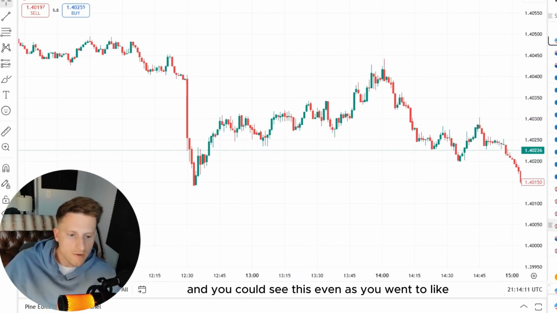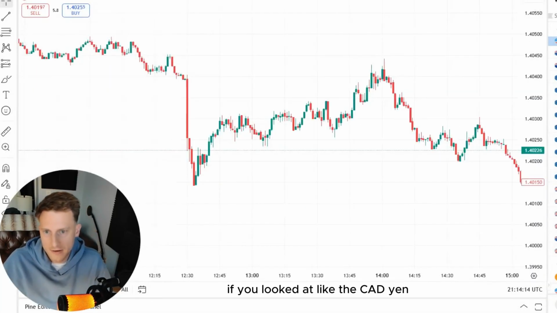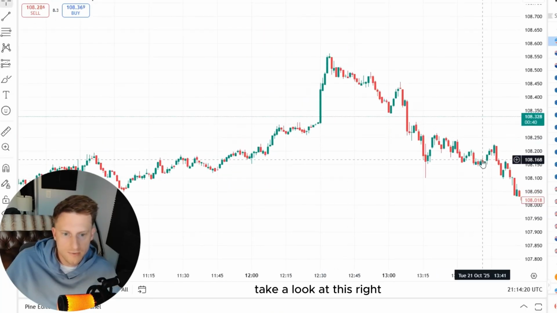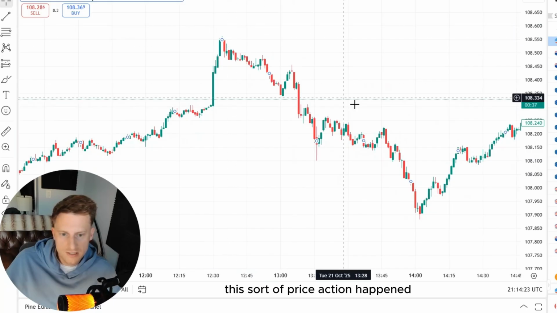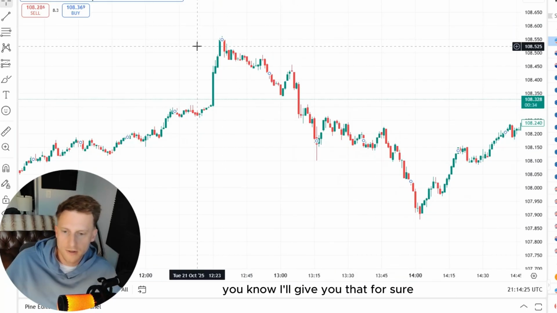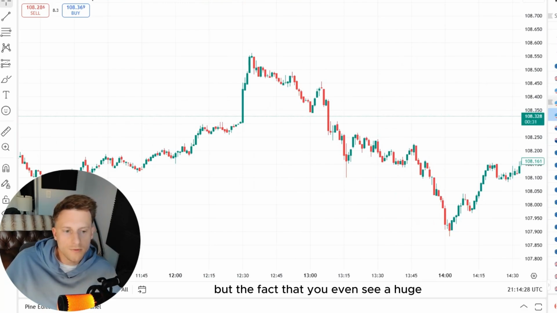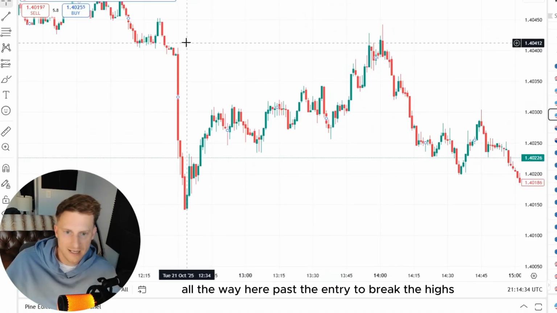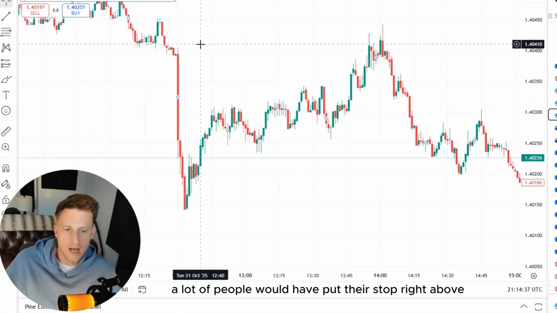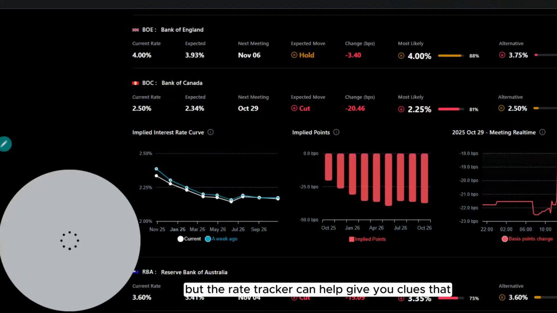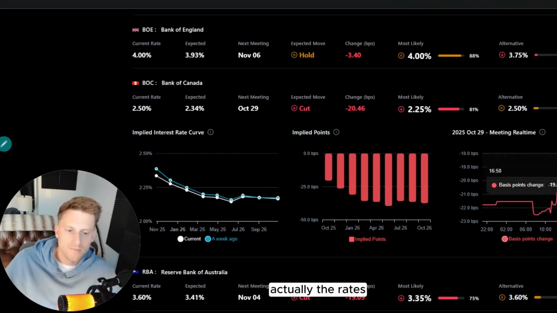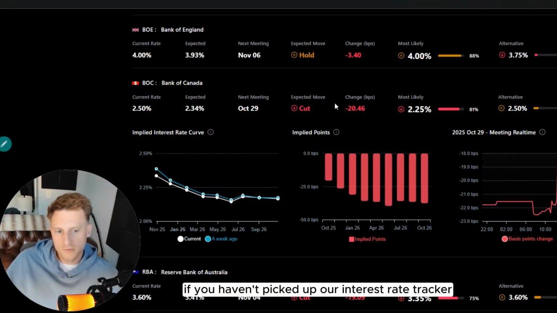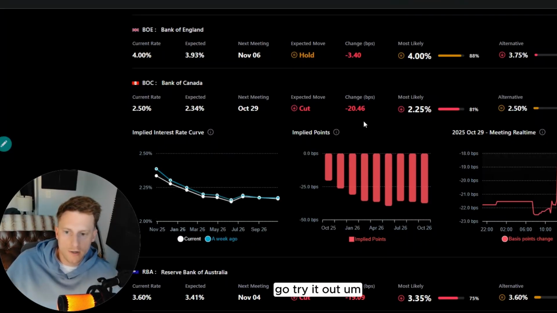And you could see this even if you looked at the CAD yen, if you're looking to trade the CAD yen, take a look at this. You see this sort of price action happen. Now, this was mostly the yen, I'll give you that for sure. But the fact that you even see a huge pullback in the dollar CAD, all the way here past the entry to break the highs, a lot of people would have put their stop right above here, right? But the rate tracker can help give you clues that actually the rates market doesn't think that this is super significant.